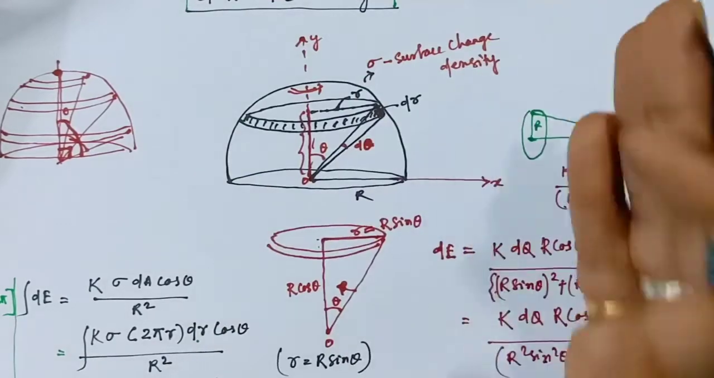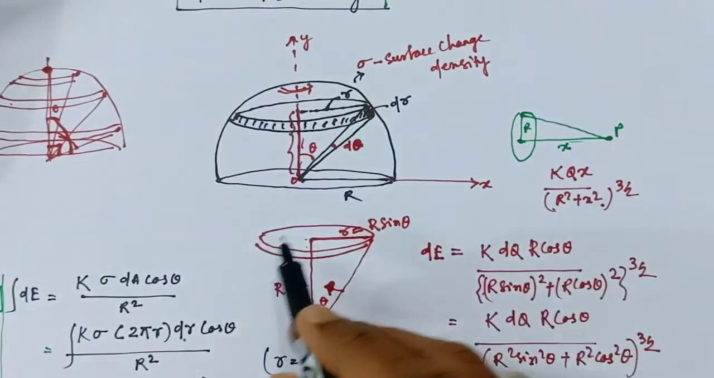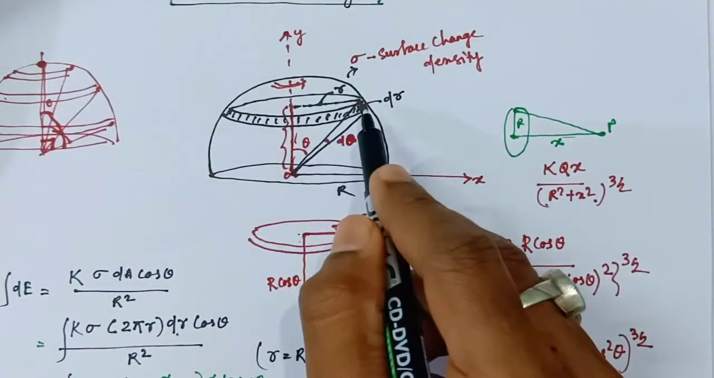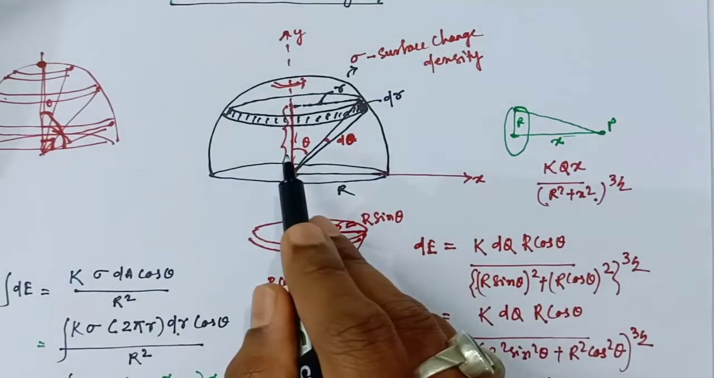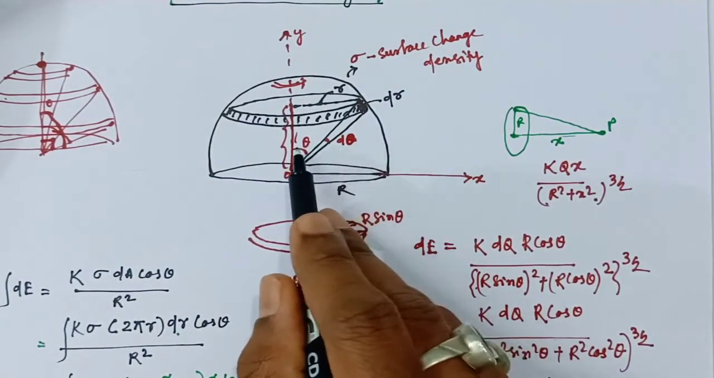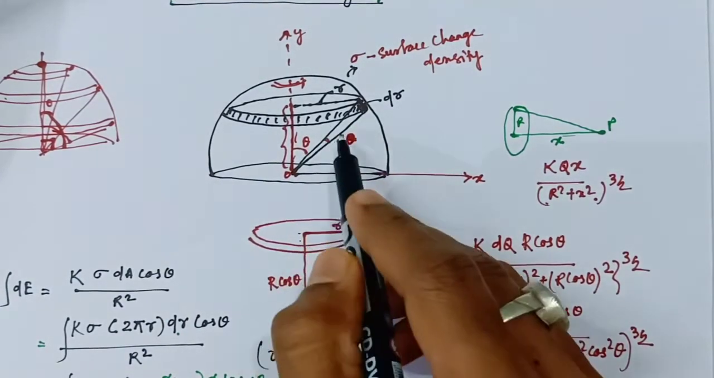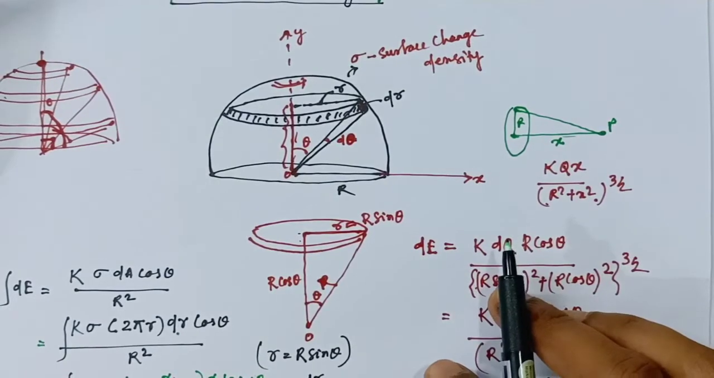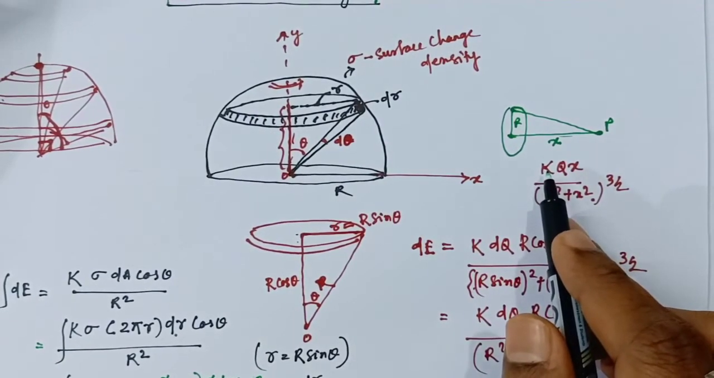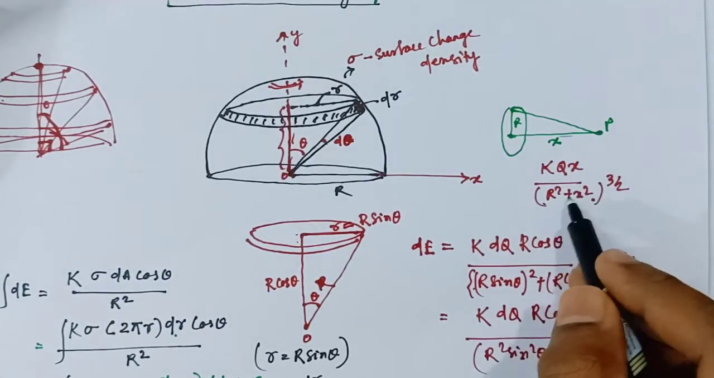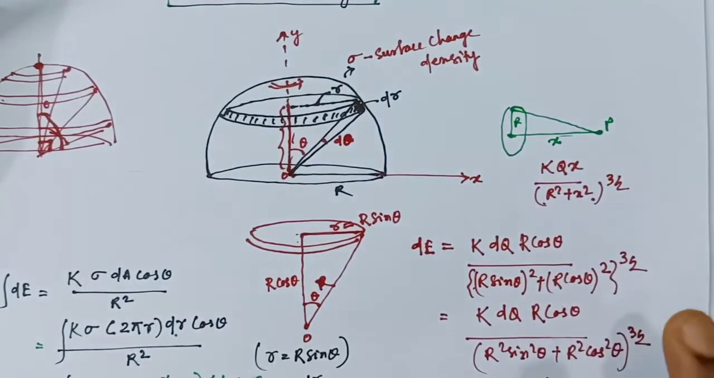If you cut the hollow hemisphere, you will get one ring. So I consider one elementary ring of smaller radius having thickness dr. From theta to theta plus d theta, I make it subtend some angle. I consider this element from theta to d theta, one angle. And I know the expression of electric field exactly on the axis of the ring is kqx upon r square plus x square whole to the power 3 by 2.